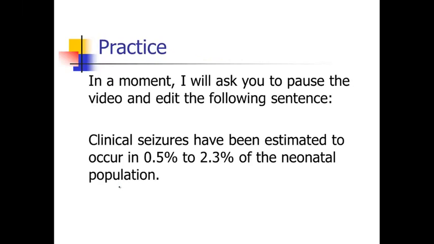So hopefully you had a similar rewrite. Obviously you might have done slightly different things, and always feel free to email if you've got a better rewrite that you want to share with the class. Sometimes I might miss a few words that could still be edited out. So here's the second example. Clinical seizures have been estimated to occur in 0.5% to 2.3% of the neonatal population. So now pause the video and edit that sentence on your own.